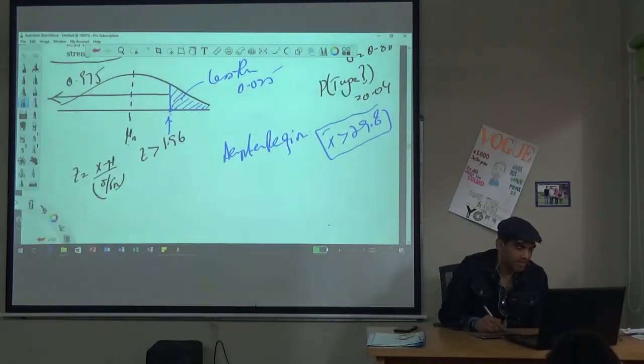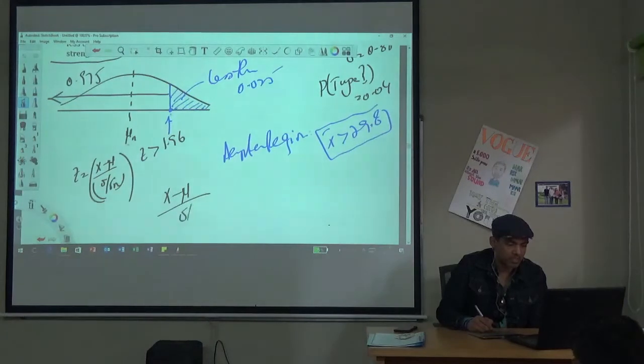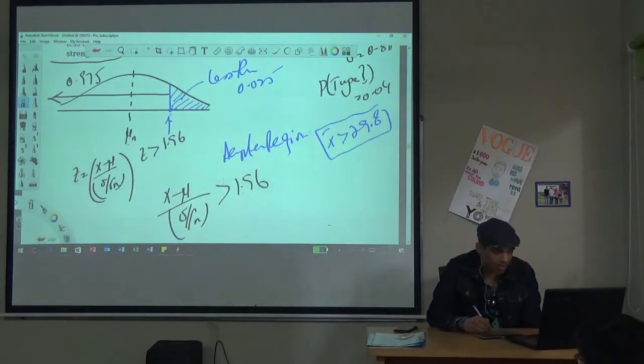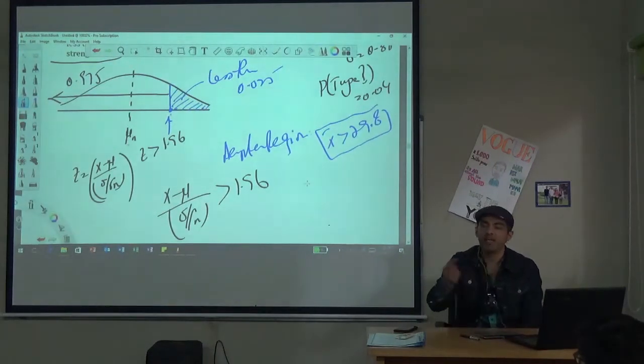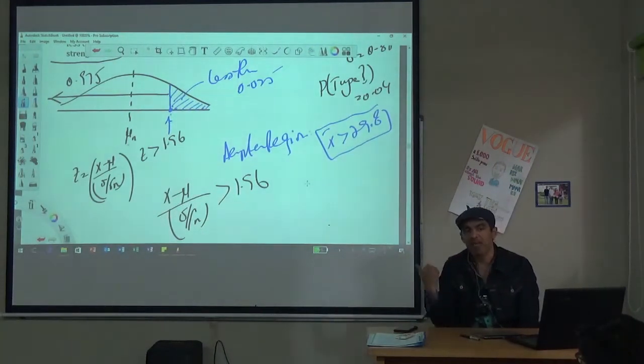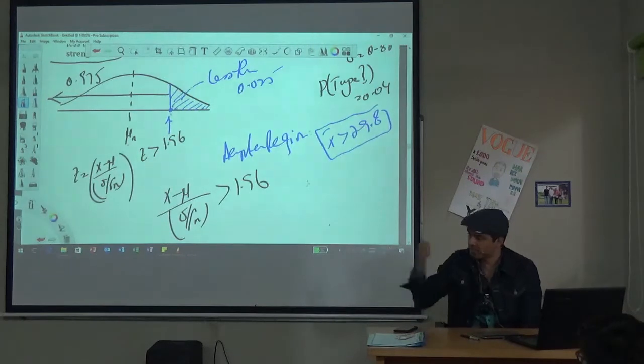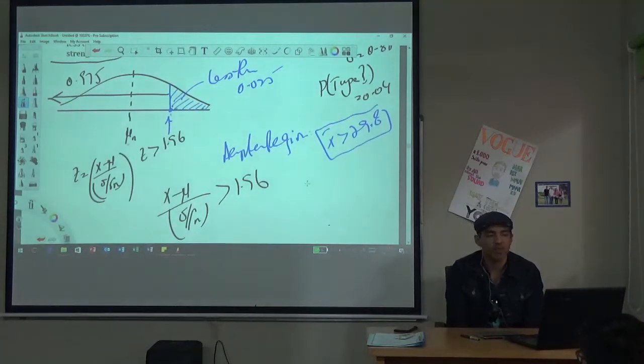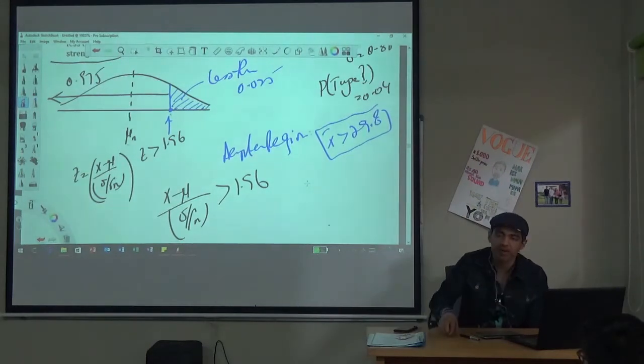So considering that z is this, it means x minus mu upon sigma upon square root of n should be greater than 1.96. Now calculate. The only mistake is that the mu we were calculating earlier came out as greater than, this time it comes out as less than. So mu is less than. The value is the same but the inequality sign is different. This is the right way of doing it.